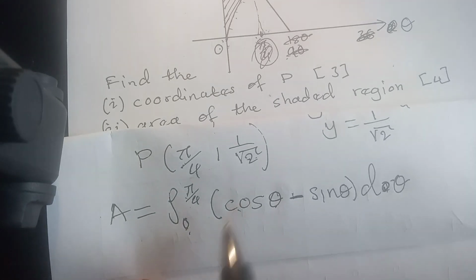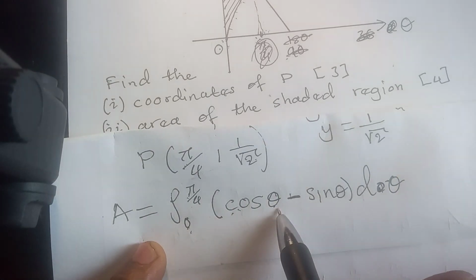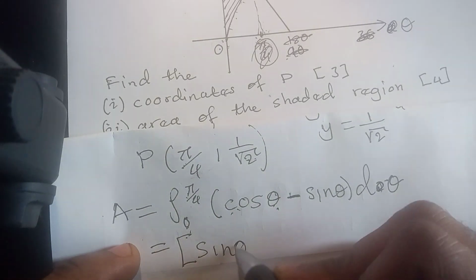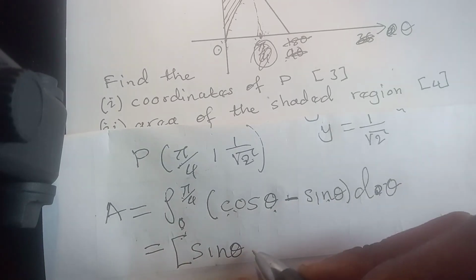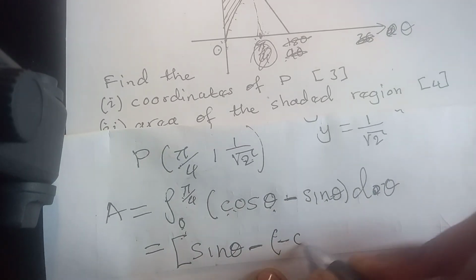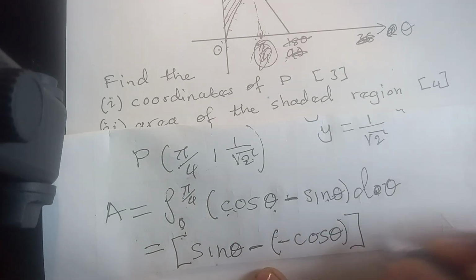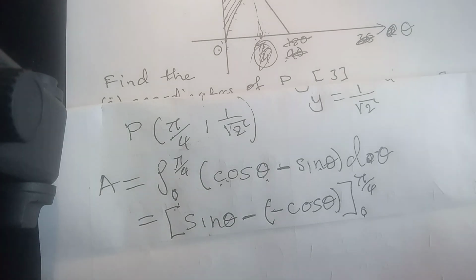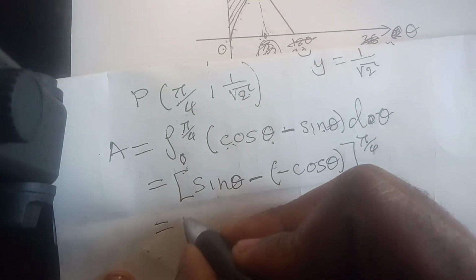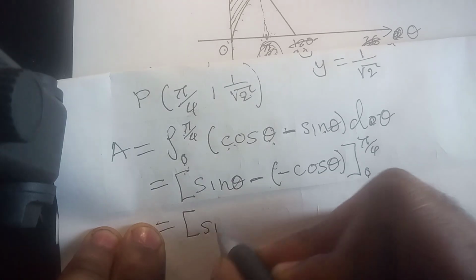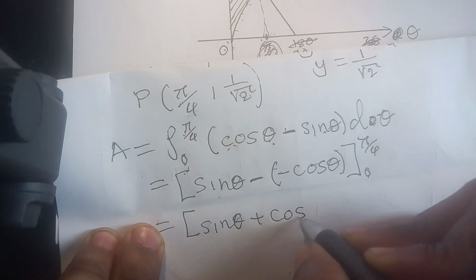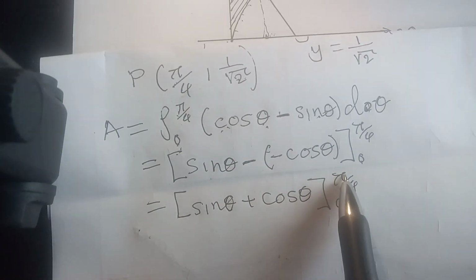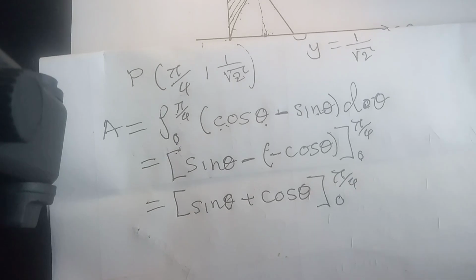And then we know that the integral of cos is sine, which is positive. So we have sine theta, and then the integral of sine is negative cos theta. And then you are integrating from 0 to pi over 4. So in short, in the square brackets, we have sine theta plus cos theta, from 0 to pi over 4. And then you can simply substitute these values in here and solve.